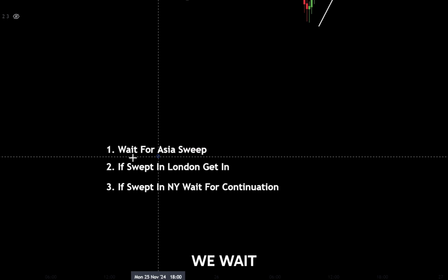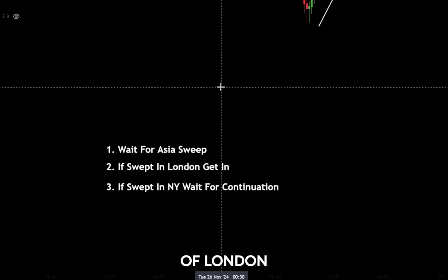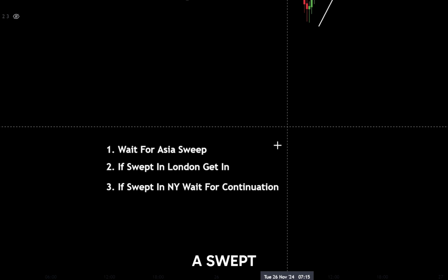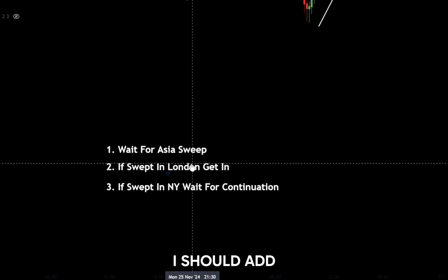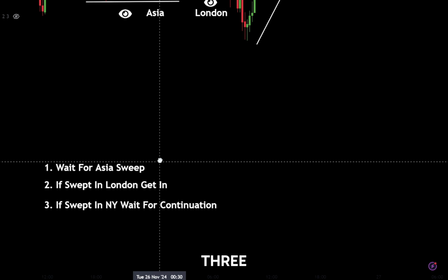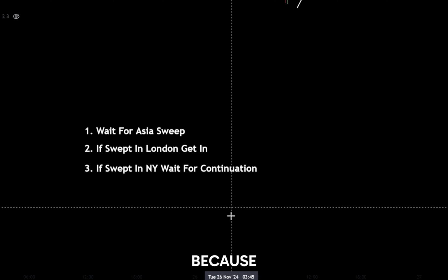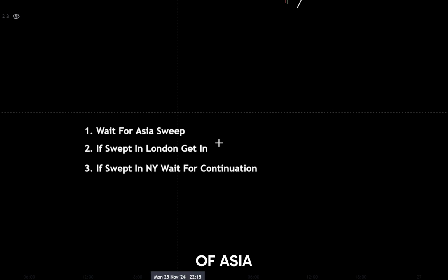So number 1, we wait for the Asia sweep inside of London or New York. If swept in London, we just get in. If swept in New York as well, I should add that we just get in too. And then 3, if swept in New York, we either wait as well for a continuation or another sweep. Like I said, if price looks like it's just gonna continue, then we just get inside the continuation because the overall sweep of Asia has already happened.